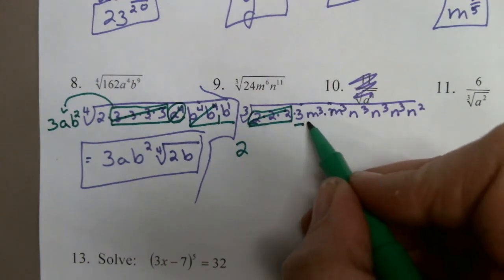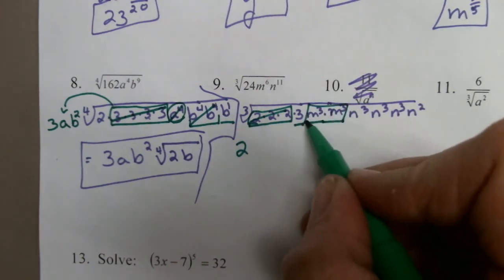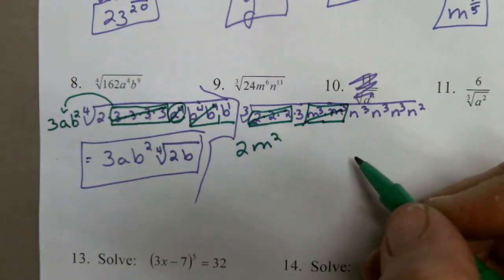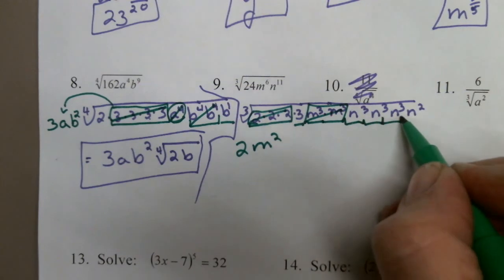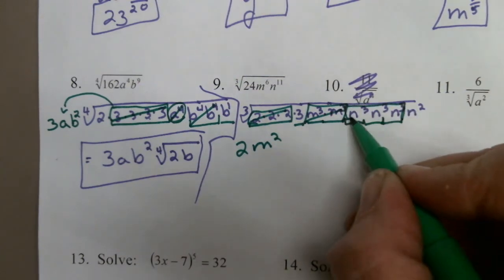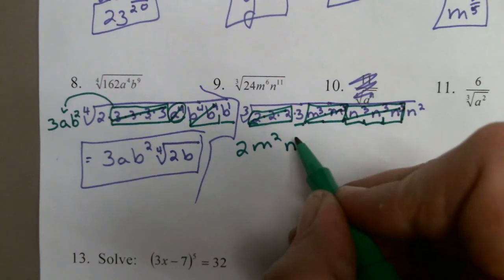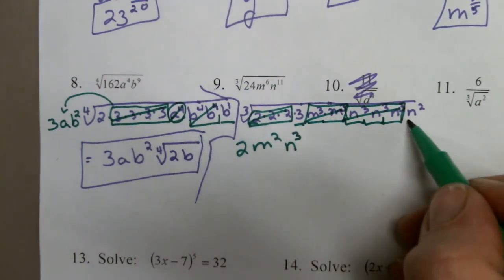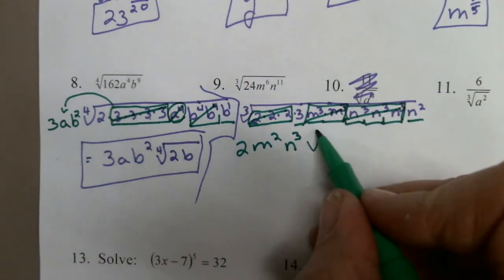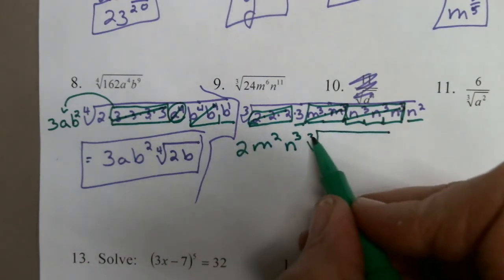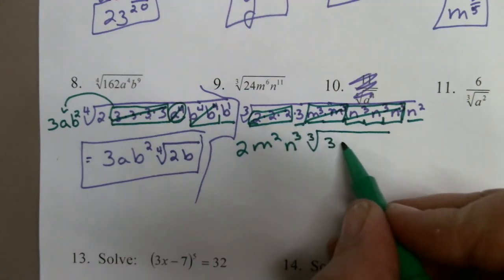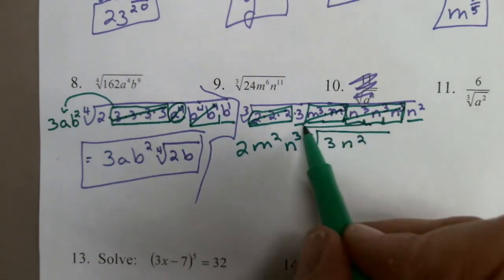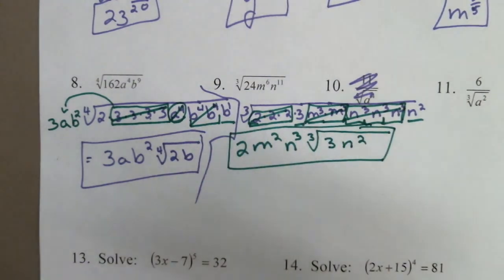That 3 stays in. M to the 3rd times m to the 3rd, bring those out as m squared. N to the 3rd times n to the 3rd times n to the 3rd, we have three n to the 3rds. So each one of those comes out as an n. So we end up with n to the 3rd outside, and the n squared stays inside. So to finish out the answer, the cube root of 3n squared is left underneath the radical, and the 2m squared n to the 3rd are outside. So there's your final answer for number 9.